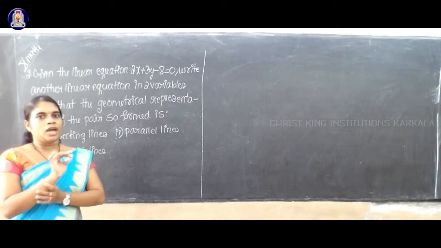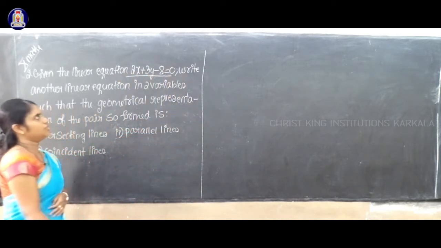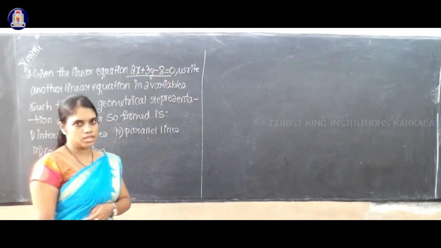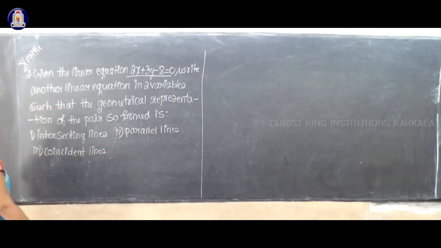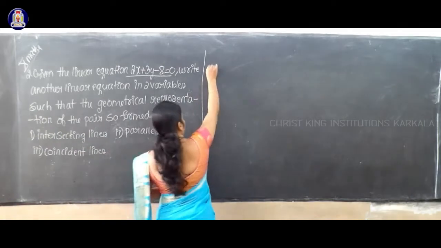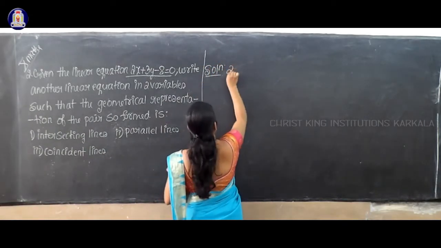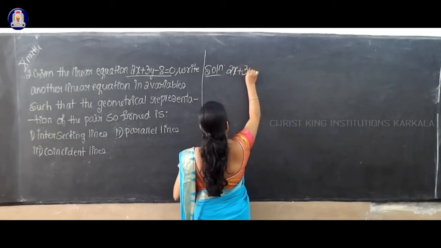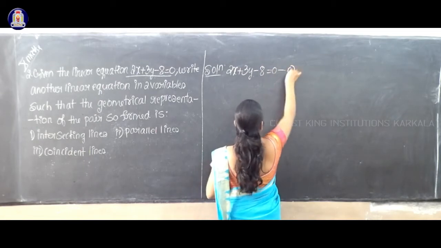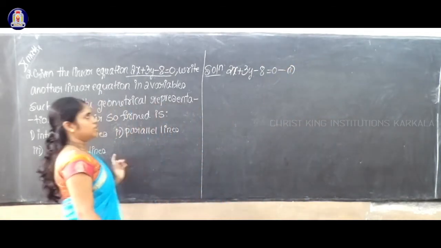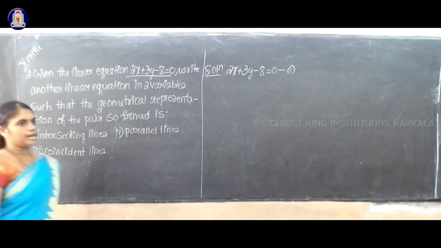So here actually one equation is given. What is that? 2x plus 3y minus 8 is equal to 0. This is the given equation, isn't it? So I'll write that equation. Solution. Your equation is 2x plus 3y minus 8 is equal to 0. I'll consider it as equation number 1. So now I'll consider the first sub question, intersecting lines.